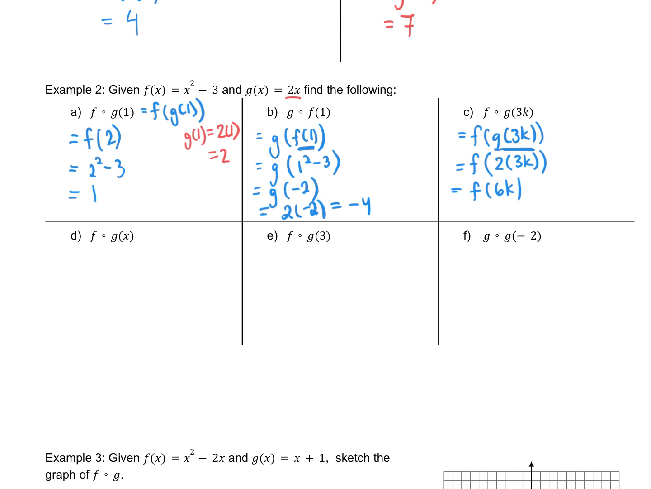Now I can go into function f and replace x in there with this new 6k. So I'll write 6k all squared minus 3. And when I apply the exponent of 2, that's going to be 36k squared, subtract 3.